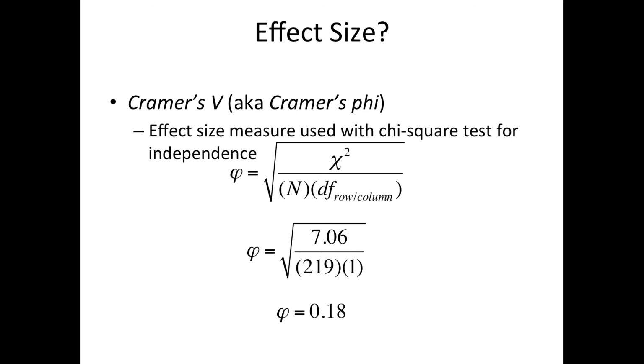Effect size for chi-square is called Cramer's phi. It has this weird V symbol. And this is how you calculate it.